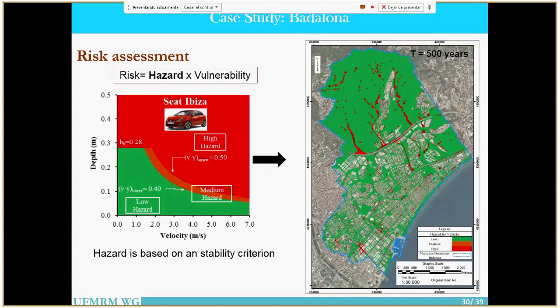This is the risk assessment, and regarding this risk assessment, remember that the first step was to conduct a hazard analysis, and this is the proposed hazard criterion based on the methodology to determine the vehicle's stability. As you can see here, three hazard levels are taken into account, and the medium hazard is established in the uncertainty area between the lower stability function, which is this one, and the upper stability function. The selected vehicle was the Seat Ibiza, as you can see in the picture here, and the most hazardous areas can be observed in this map. These areas are the most critical areas when it comes to stability of vehicles.